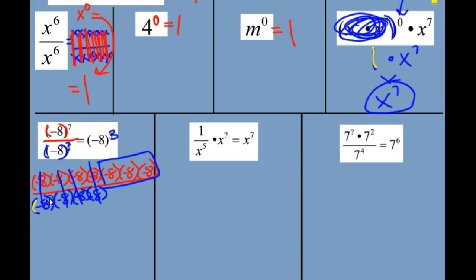So how many negative 8s did I really put on the bottom? Well, I put 4 negative 8s on the bottom. So my missing question mark, I needed 4 negative 8s on the bottom to leave me with 3 left over.